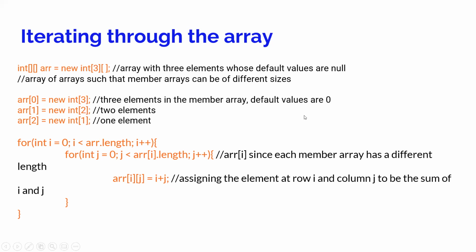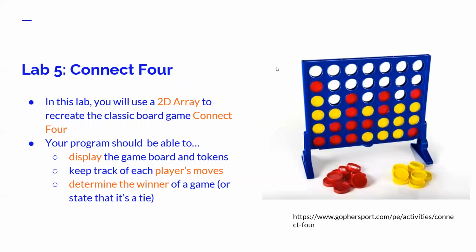So then, let's start talking about the lab. For the lab, we're going to be doing Connect 4. Can everyone see why we might be using 2D arrays for a game like Connect 4? Connect 4 has rows and columns, like 2D arrays. Yeah, exactly. That's right. Perfect. That's exactly why we're going to be using 2D arrays.